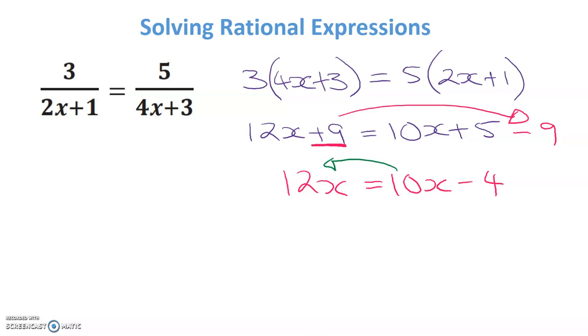Then I'm going to remove the 10x. So I get 2x equals negative 4. So x equals negative 2.